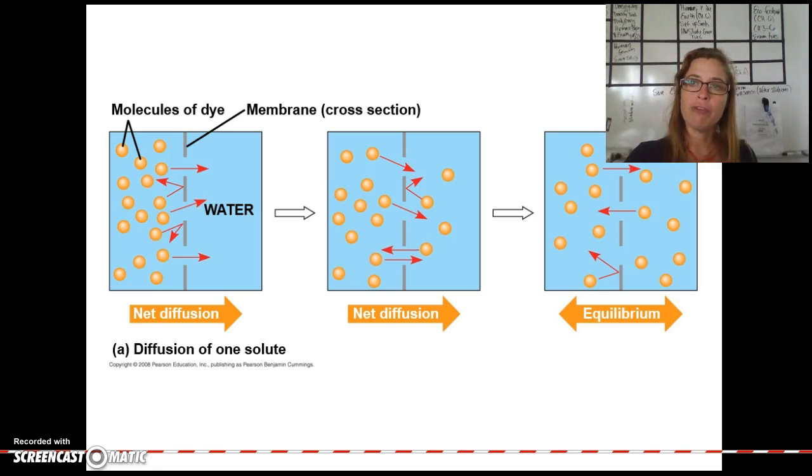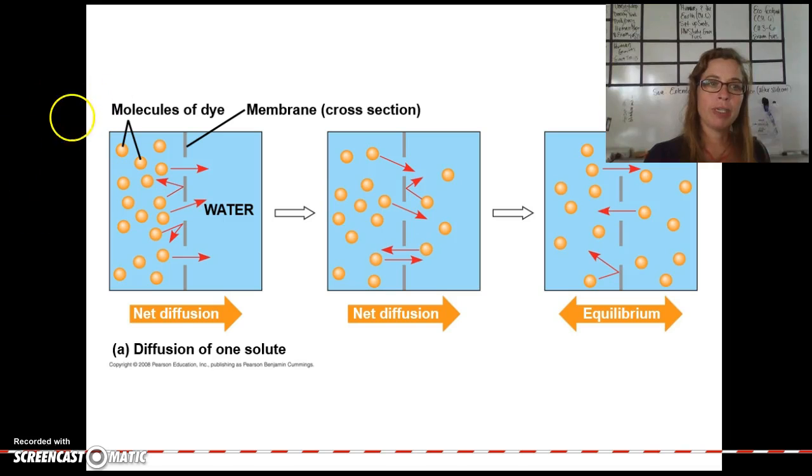So tonicity refers to the amount of dissolved sugars and salts in a fluid. And as more sugars and salts are dissolved into a fluid, you'll see more dots on that side. Those dots are actually representing, in this case, molecules of dye, but in most cases they'd be representing salts and sugars. And here's the membrane.